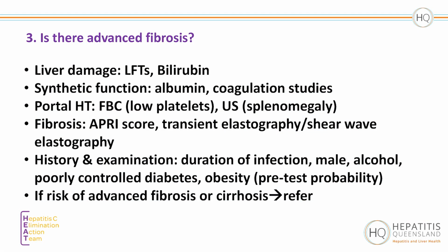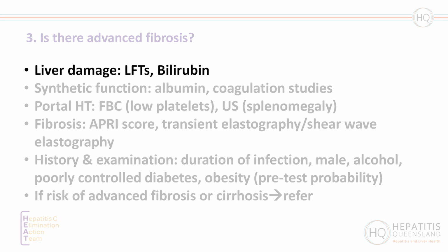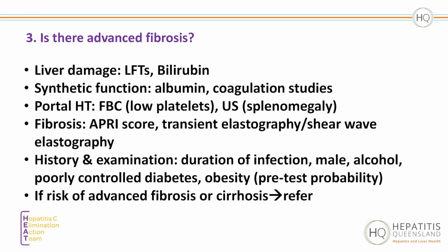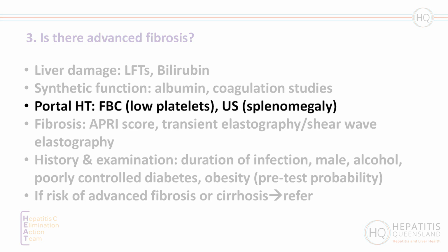How do you actually assess whether the person might be at risk of having advanced fibrosis? So we look at whether the liver is inflamed or damaged, and that comes from abnormal liver function tests, but also have they got an elevated bilirubin. Then we look at liver synthetic function, and the key aspects of that are their serum albumin and their coagulation studies. Then we look at whether there is evidence of portal hypertension. A really good indicator of that is from the full blood count and if the platelets are low. If there is an ultrasound, then obviously you can pick up splenomegaly and you can see portal hypertension with retrograde flow in the portal vein.